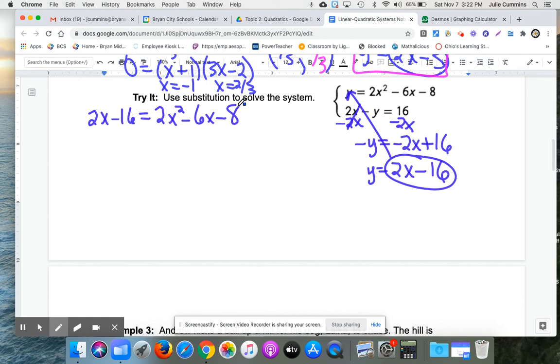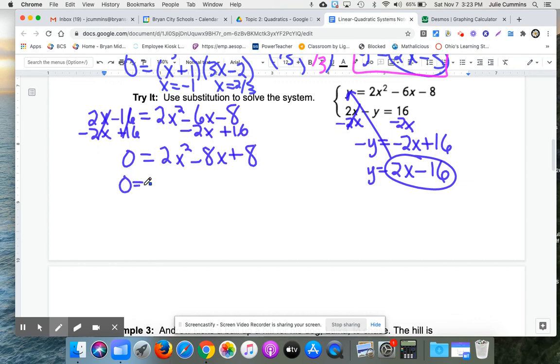This is just a quadratic. We're going to hopefully factor it. If not, use quadratic formula. Either way, we need everything on the same side. So we get 2x squared minus 8x plus 8. That has a GCF. Let's get that GCF of 2 out that we can factor out. And then we can keep factoring.